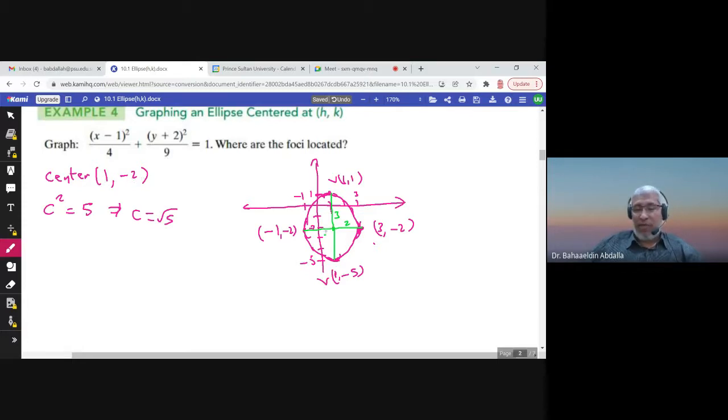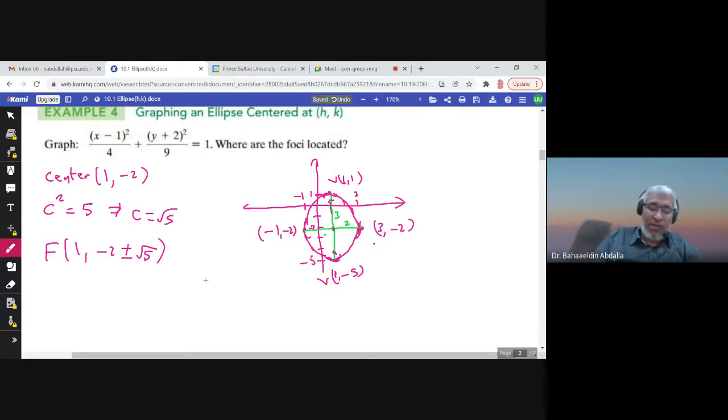Should we add it to the x coordinate, or to the y coordinate? I start from the center and I go up. The foci should be somewhere here on the major axis. So 1, the x coordinate is not changing. I need to change the y coordinates. I want to go up and down by what? By square root of 5. So this would be the coordinates of the foci.